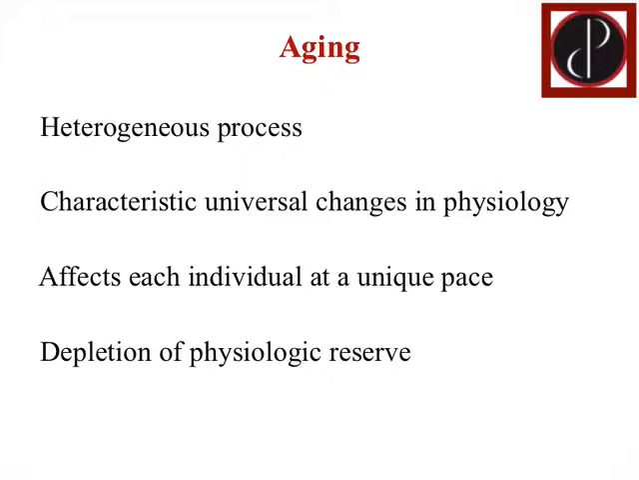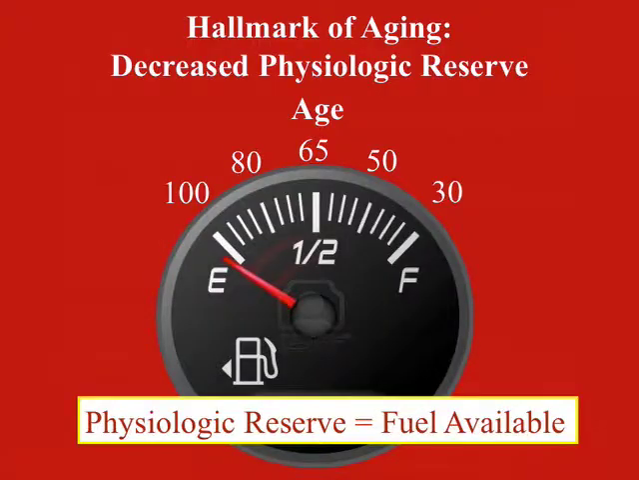The other thing is that if you understand the process of aging better, we might have better results. So what is aging? Aging is a heterogeneous process, with characteristic universal changes in physiology that affect each individual at a different and unique pace, and it's basically depletion of your physiologic reserve. So when you are at the age of 30, your fuel is fully available, but at the age of 100, it's almost empty.